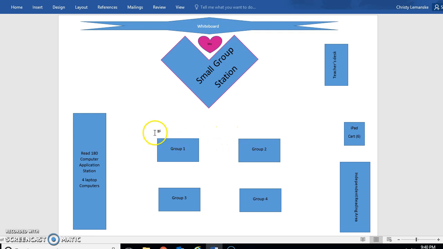So as we rotate with the times, they will go from their Read 180 computer application maybe to the small group station, or maybe on to the independent reading area, just depending on the day, if we're running an A day or a B day schedule. So the students are well aware of that. I have different things posted on the whiteboard that tell us that we are on an A day, and they know exactly what that means.